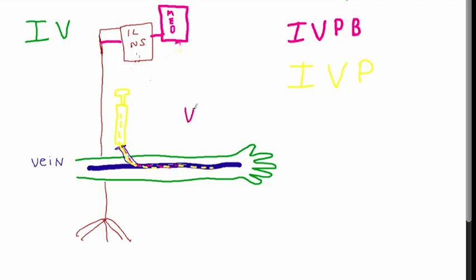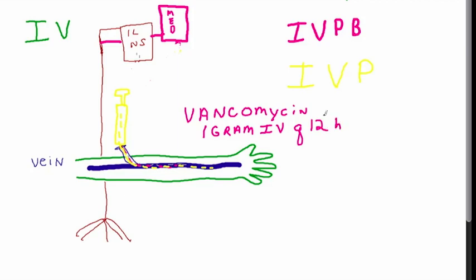Vancomycin 1 gram IV Q 12 hours. You need to look this up and know this is given IV piggyback. Note that the order said IV, not IV push or IV piggyback. If you inject vancomycin by IV push, you will kill the patient.